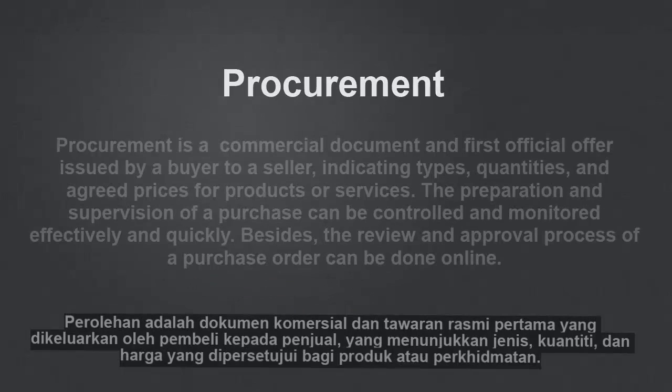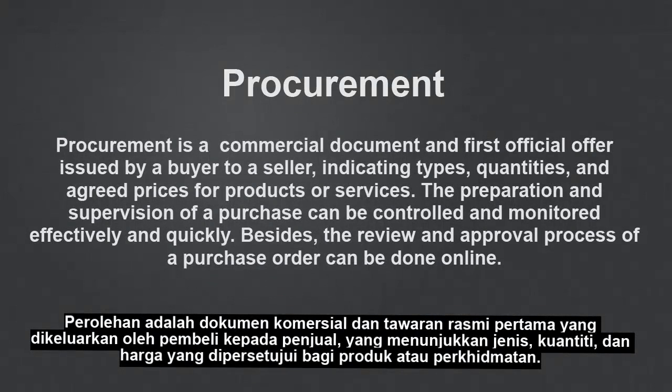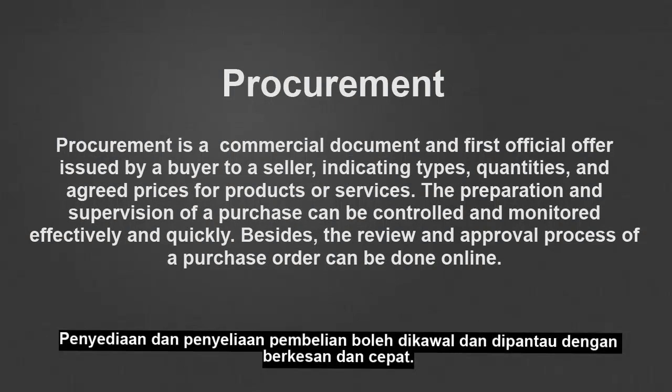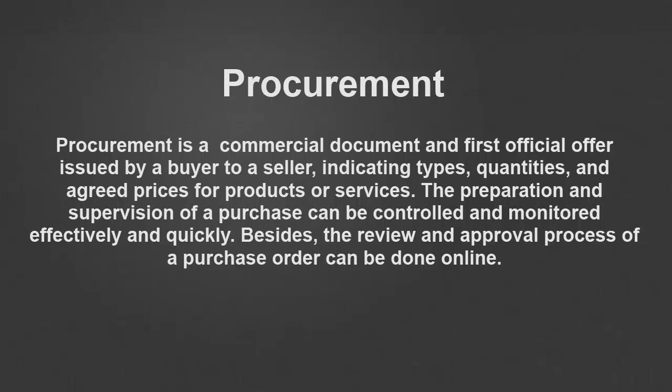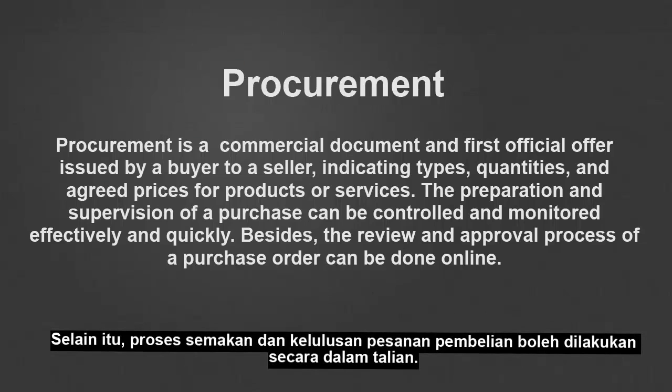Procurement. Procurement is a commercial document and first official offer issued by a buyer to a seller, indicating types, quantities, and agreed prices for products or services. The preparation and supervision of a purchase can be controlled and monitored effectively and quickly. Besides, the review and approval process of a purchase order can be done online.